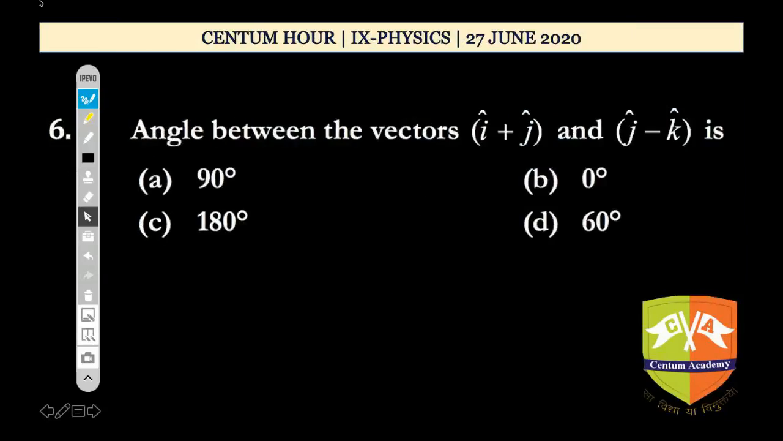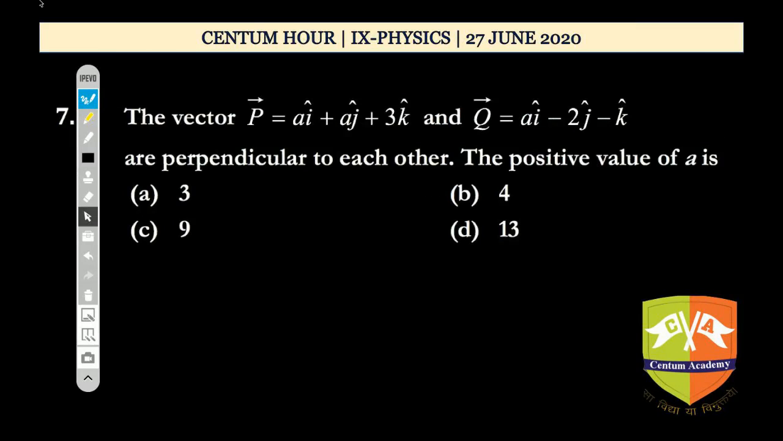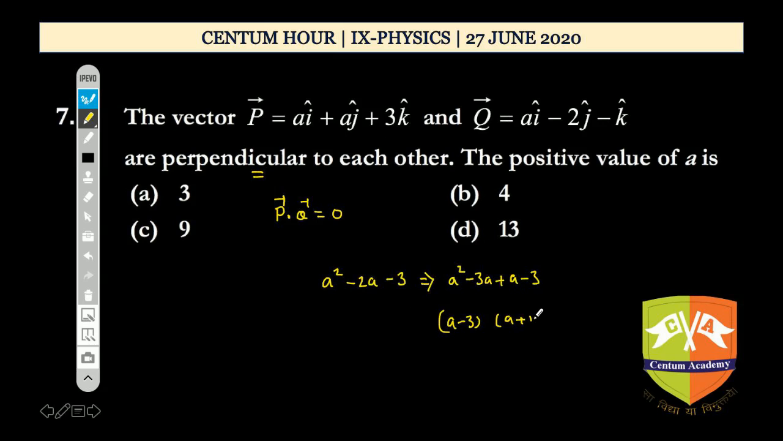No problem. Let's look at the question. The vectors P and Q are perpendicular. That means the dot product of P and Q will be 0. Let's do the dot product. It will look like A into A, A square; A into minus 2, minus 2A; 3 into K, minus 3. Right? A square minus 3A plus A minus 3, A minus 3, A plus 1, A equal to minus 1 and 3.